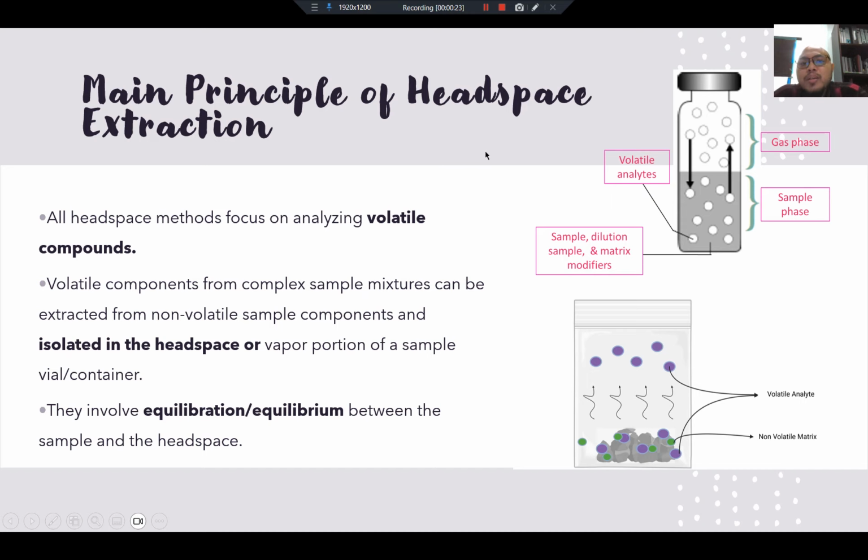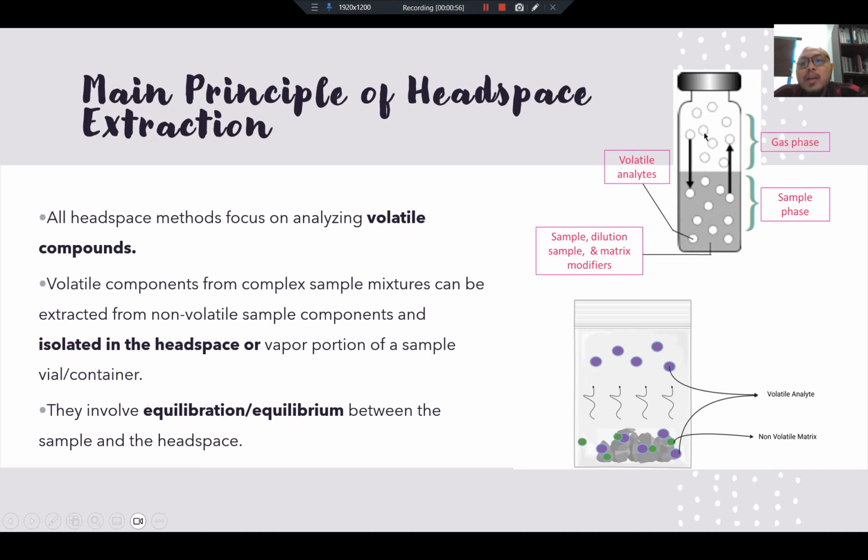Headspace extraction is when we extract the analytes and isolate them in the headspace. The headspace is the empty space over here. So we can separate our analyte of interest from the solvent matrix, so it can remove the interference as well. The requirement is that your analytes must be able to be volatilized and go into the headspace.